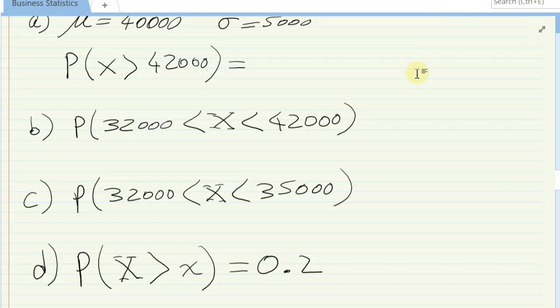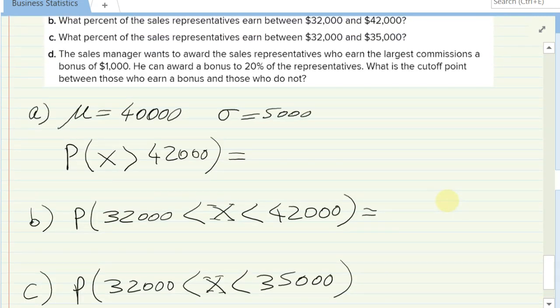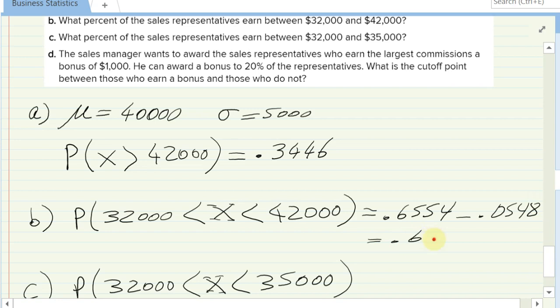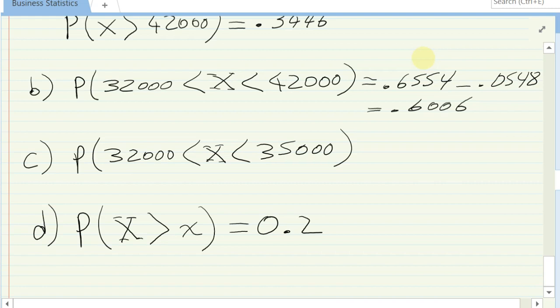Okay, so I'm going to go back to my note and input these scores. Okay, so I'm back now. Let me copy the information that we got earlier. For part A, greater than 42,000, we found this to be 0.3446. In part B, what we ended up doing is using the overlay feature in MegaStat. We subtracted the higher minus the lower area, and that number turned out to be 0.6006.